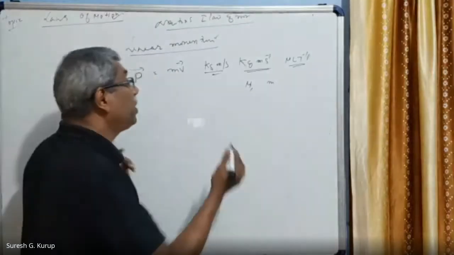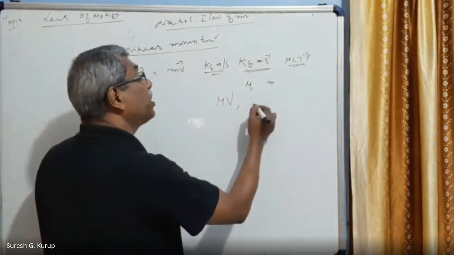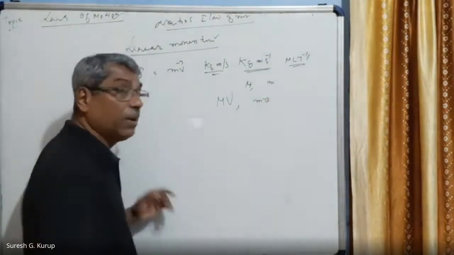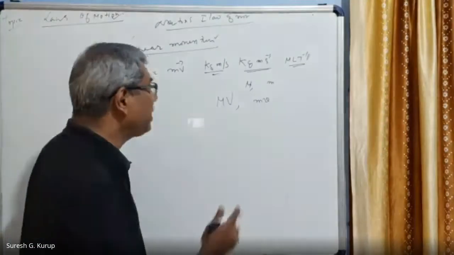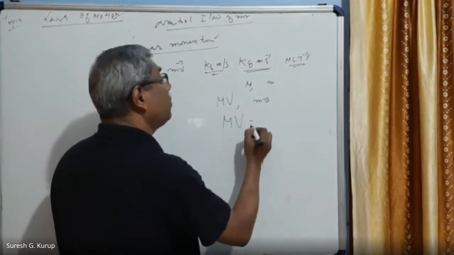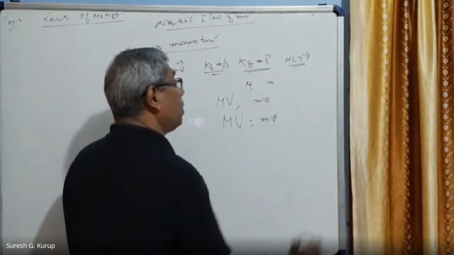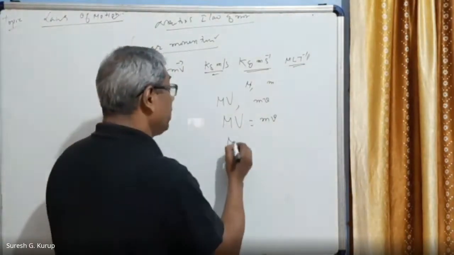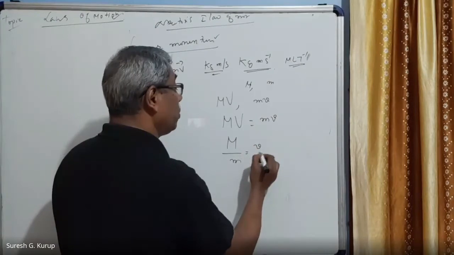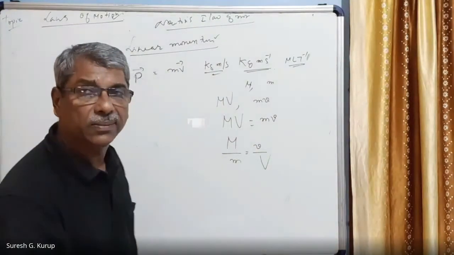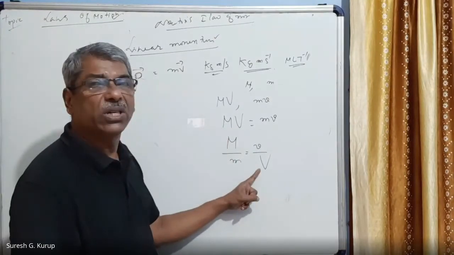So what is the momentum of the first body? That is equal to M capital V. What is the momentum of the second body? That is m small v. But I say that these two momenta are equal. Then I can say that M capital V is equal to m small v. Therefore, we can write capital M divided by small m is equal to small v by capital V. That means M is inversely proportional to V.